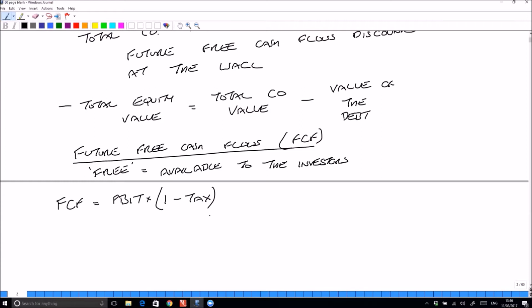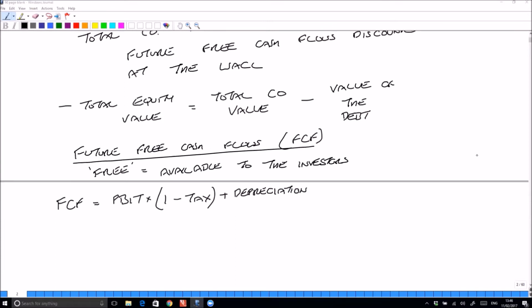Isn't it depreciation? Yes, it is. Yeah, well done. And it's depreciation. And depreciation here is the big non-cash charge, and we're trying to get the free cash flows. And so what do we do? We add back the depreciation because it's a non-cash item. What do we then take away?